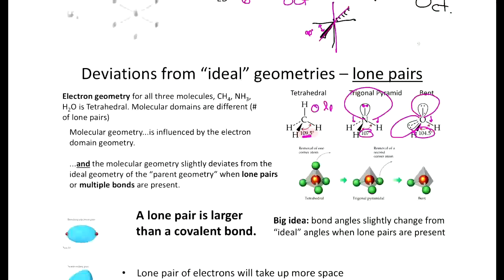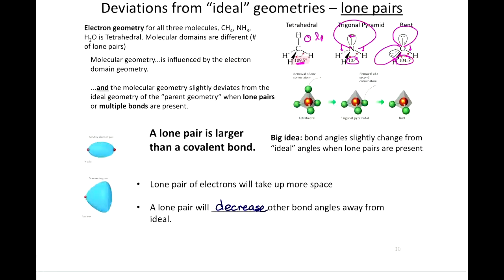All right, the big idea here is that lone pairs are just larger than a covalent bond, so they're going to push the other bonds a little bit closer together. And so we can predict bond angles this way. We can say the bond angle will be a little bit more or a little less than the ideal. So just memorize those ideal bond angles and how lone pairs can deviate those ideal numbers.